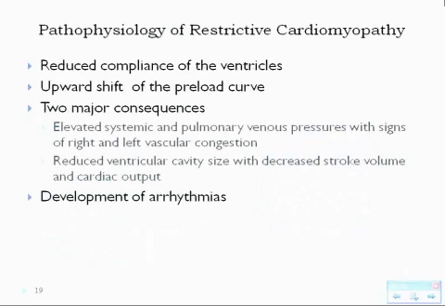What you see is reduced compliance of the ventricles, and it affects both ventricles, tends to be equally. It causes an upward shift on the preload curve, which means it decreases the ventricular compliance. The two major consequences will be elevated systemic and pulmonic venous pressures with signs of right and left vascular congestion. You get reduced ventricular cavity with decreased stroke volume and cardiac output as a consequence. So this is almost like a backward flow failure kind of problem. Okay? The ventricle gets smaller and smaller, and even though the pressures are higher to get the volume in, you're still not getting enough volume. It's almost like a diastolic dysfunction.